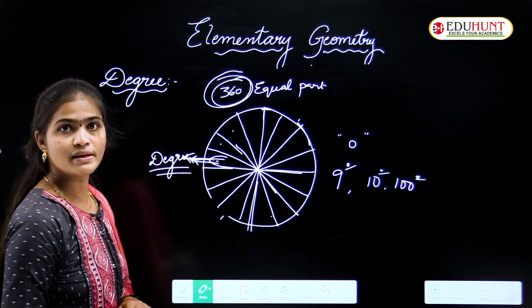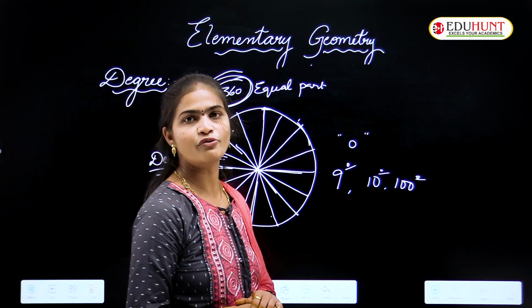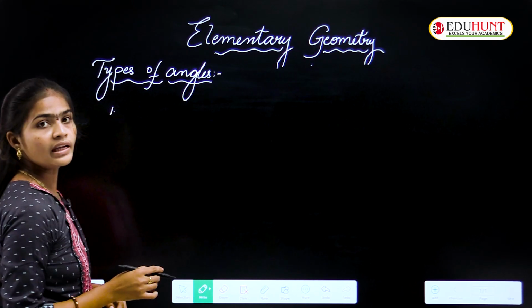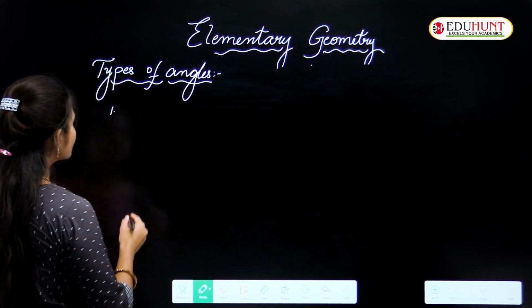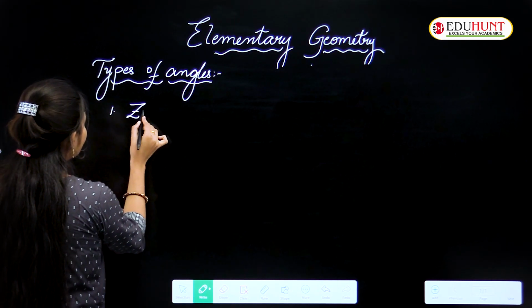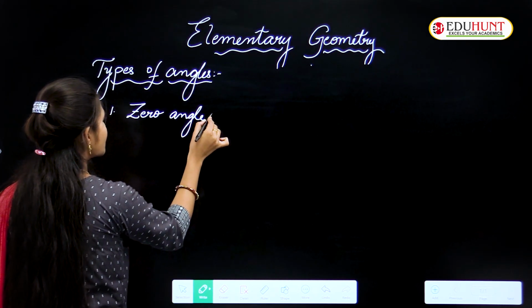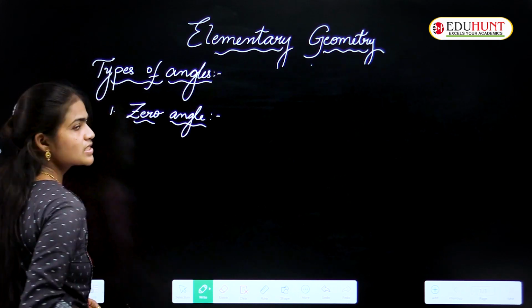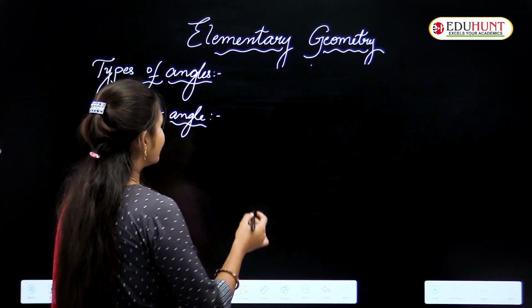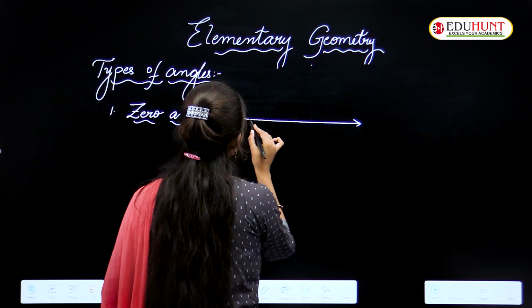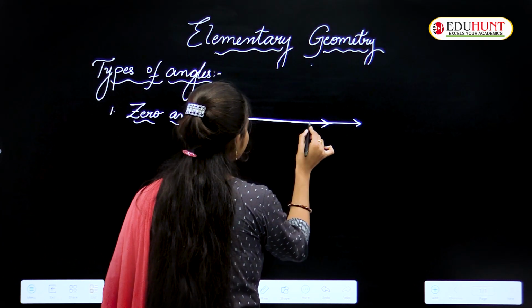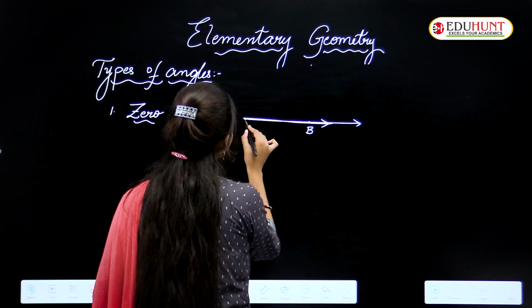Okay, so after this we need to discuss the types of angles. In types of angles, the first type of angle is the zero angle. Already we discussed this one, right? But we didn't discuss how much it measures. So first one is the zero angle. The diagram is the same. What is that? The terminal ray coincides with the fixed ray or initial ray.